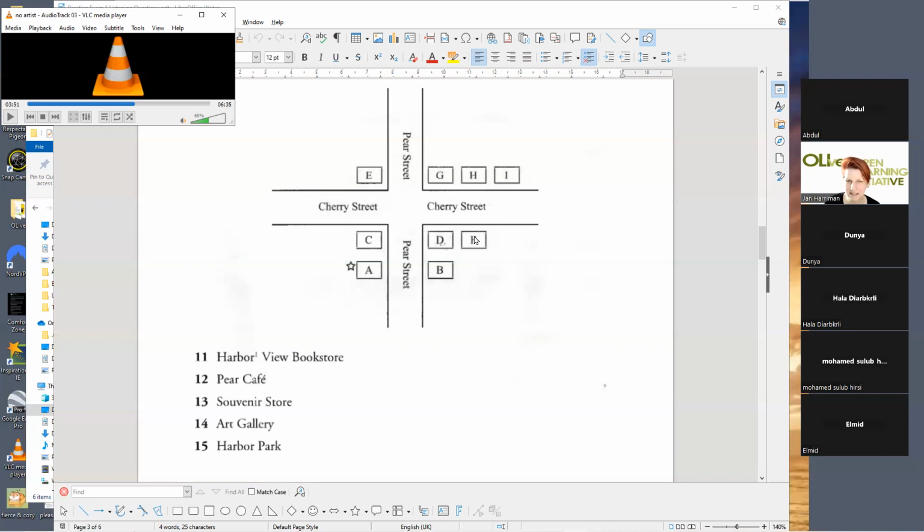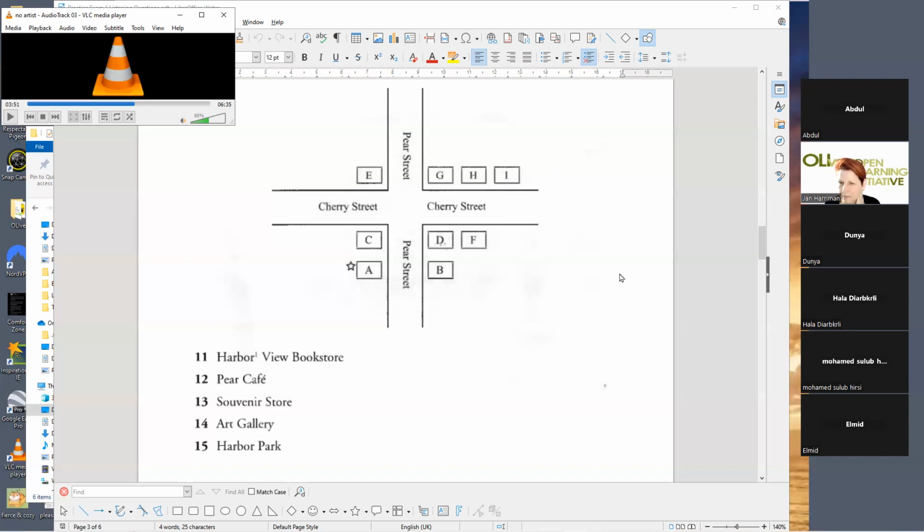From there, where did we go? Cherry Street. We crossed Cherry Street. And what did we find there? Pear Cafe. No. Art gallery. Yes, that gallery was H. So the answer to 14 was H. And then the last one, 15 Harbour Park, which one was it? I. Exactly. Really good. They are tricky.